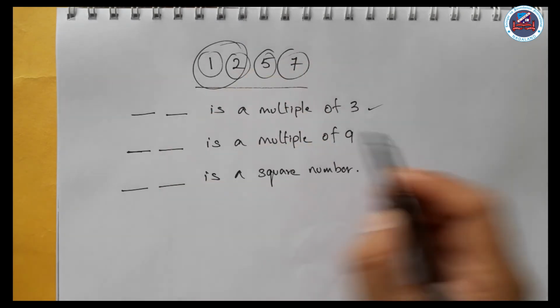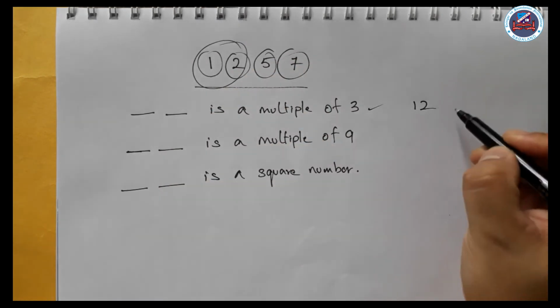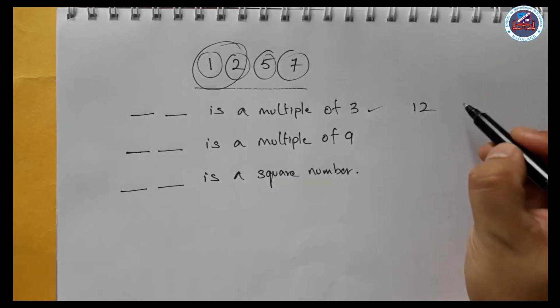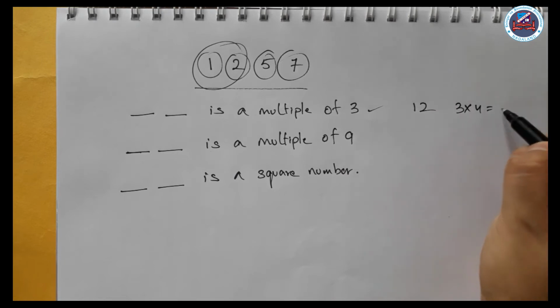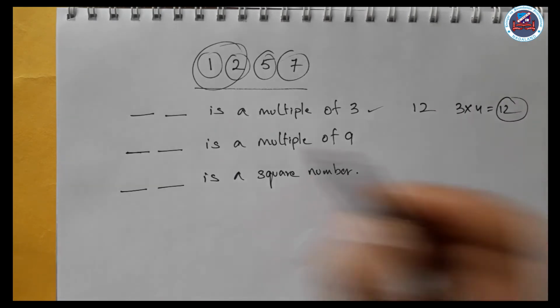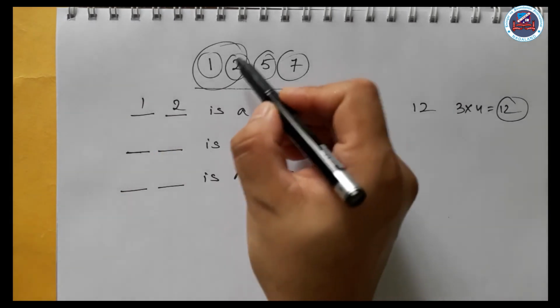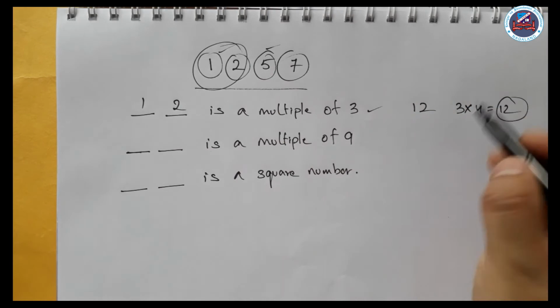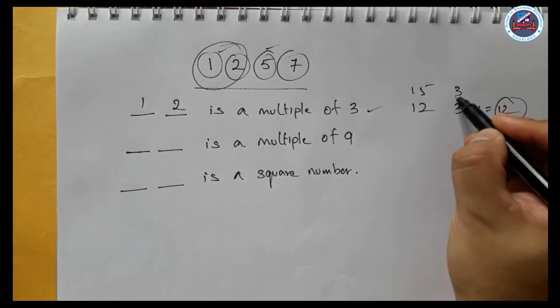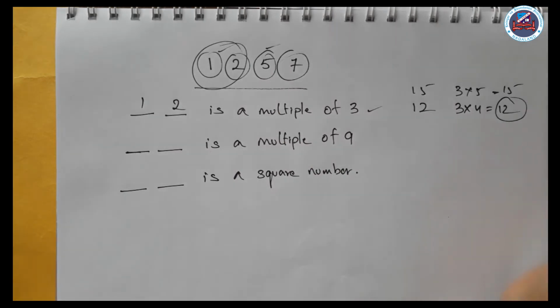We know that 12, 1 and 2, is a multiple of 3. 3 into 4 equals 12. So I can write 1 and 2, or you can write 1 and 5, 15. 3 into 5 equals 15. So like I said, there are multiple answers. Both of you can be correct.